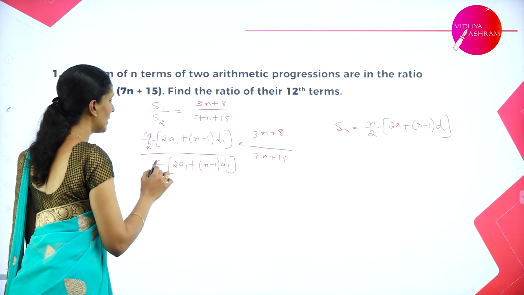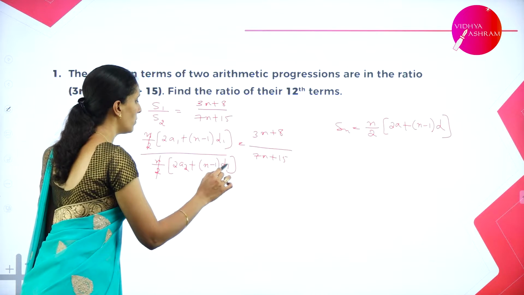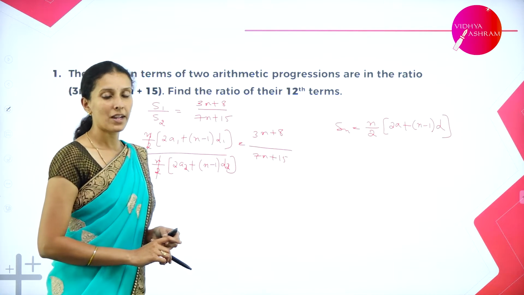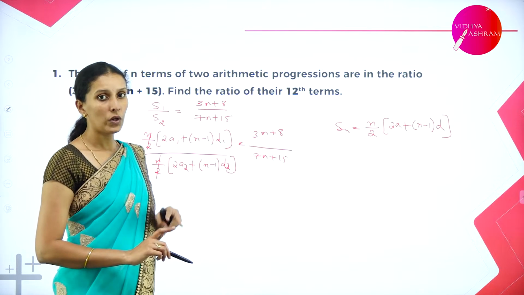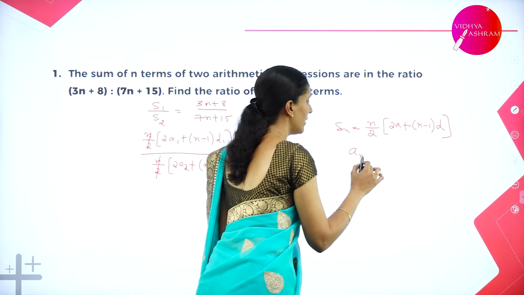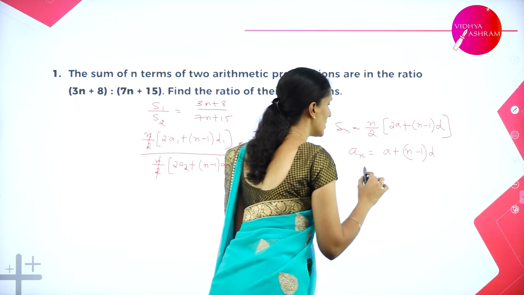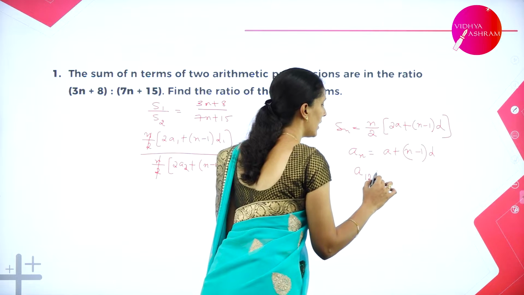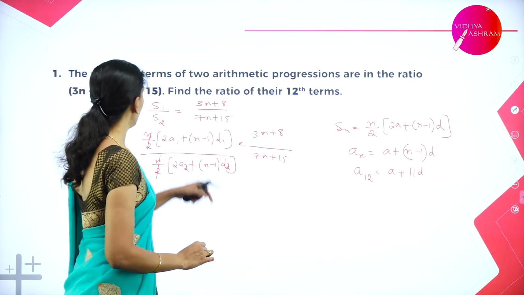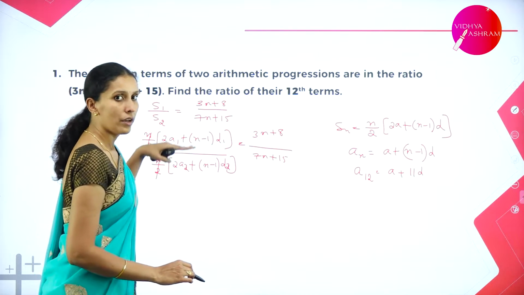So, here I can cancel the term n by 2, n by 2. I am left with 2a1 plus n minus 1 d1 divided by 2a2 plus n minus 1 d2, because we are taking two different sequences here. Now, we know that any term an can be written as a plus n minus 1 into d. Suppose I need the 12th term, then it is a plus 11d. So, they have asked us to find the ratio of the 12th terms of these two sequences.